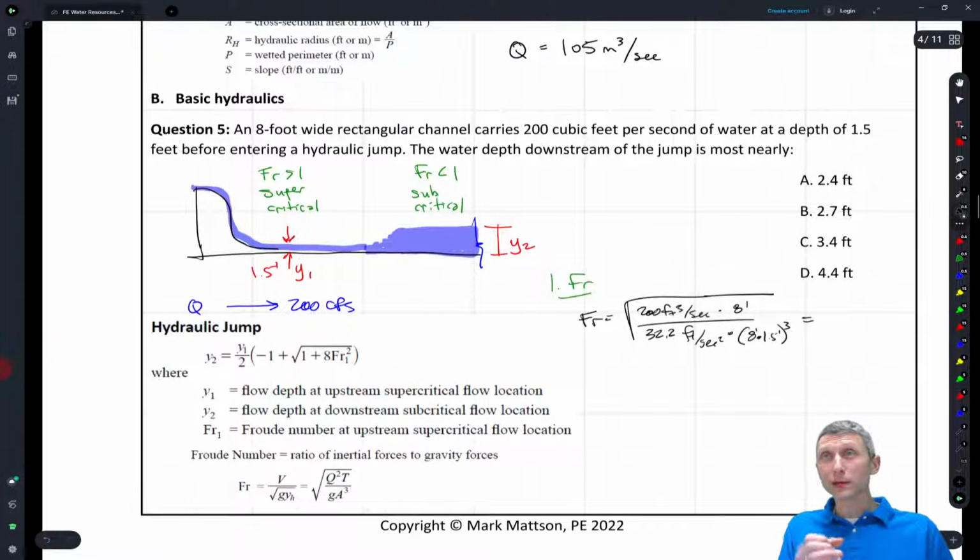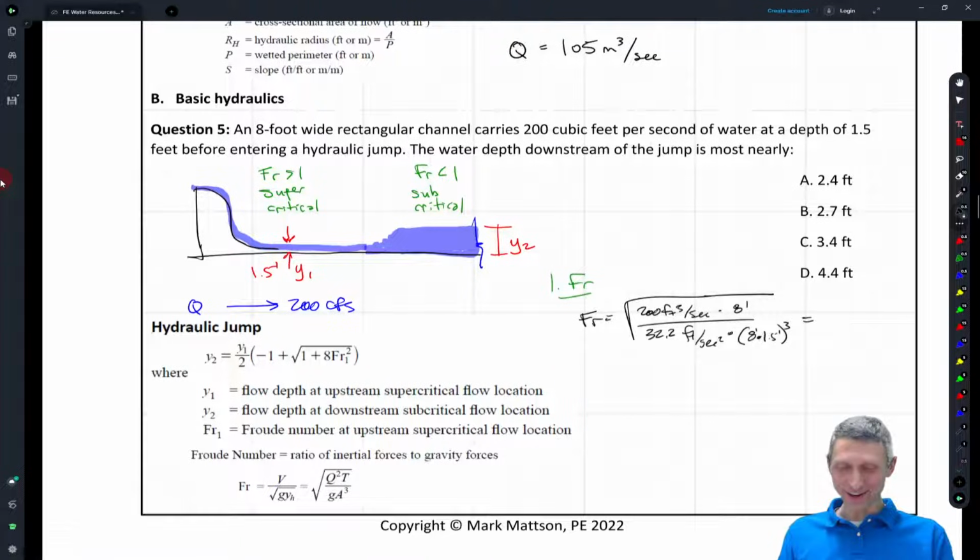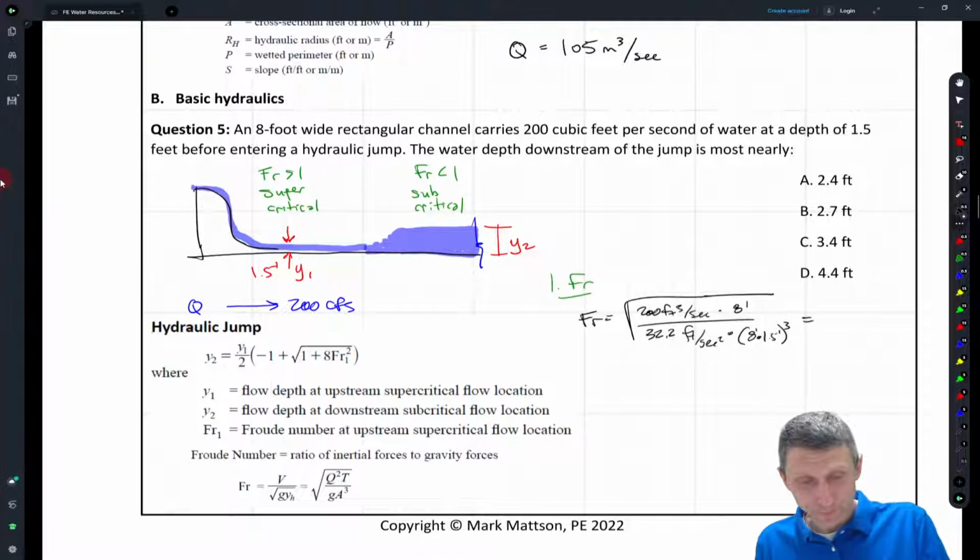So we do all this, what we're expecting is that Froude number is going to be bigger than 1, meaning it's supercritical, and hopefully the problem was written correctly. Sometimes when you're writing your own problems, you don't necessarily make everything right, but I think I got this one right. So 200 times 8 divided by 32.2 divided by, what do we have, 8 times 1.5 in parentheses to the 3, and I think I screwed something up. So what did I screw up? Oh, I forgot to square my flow.